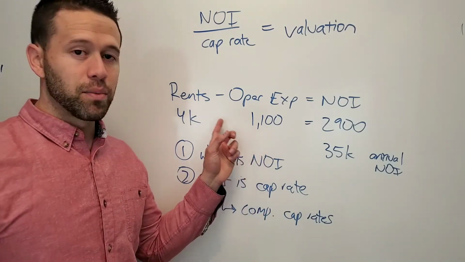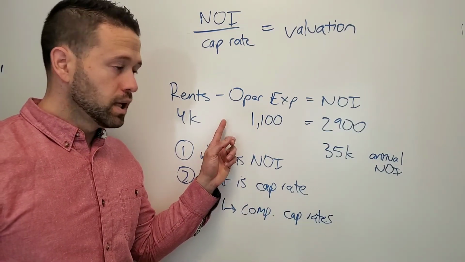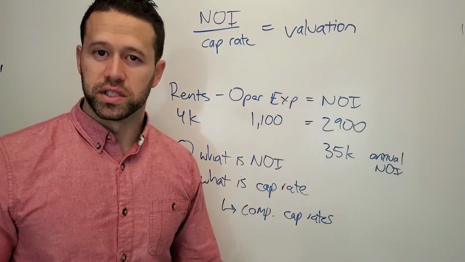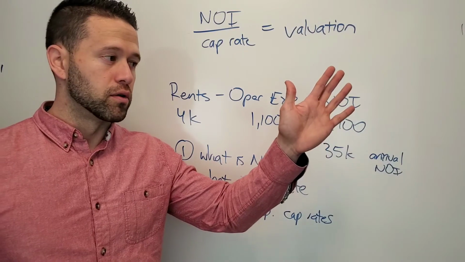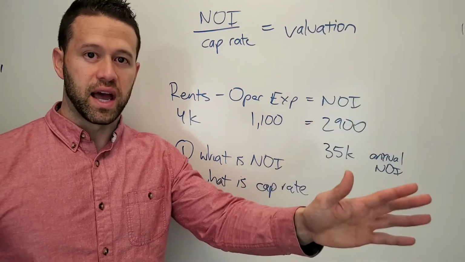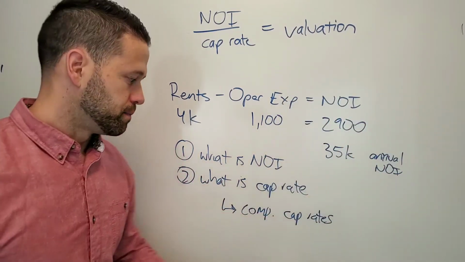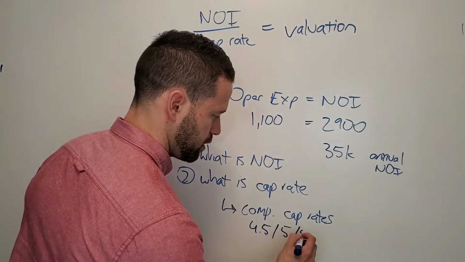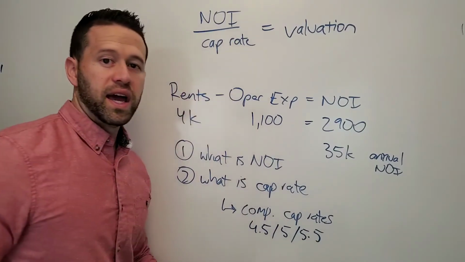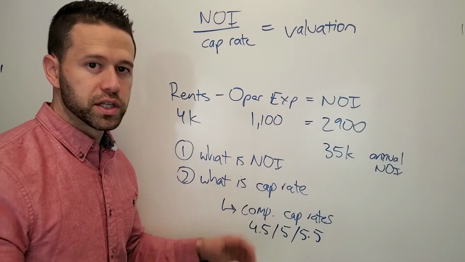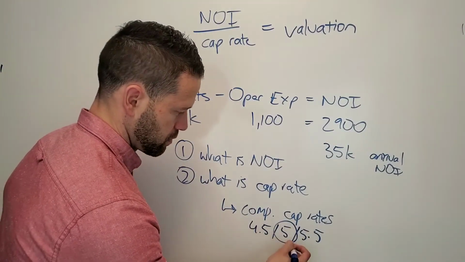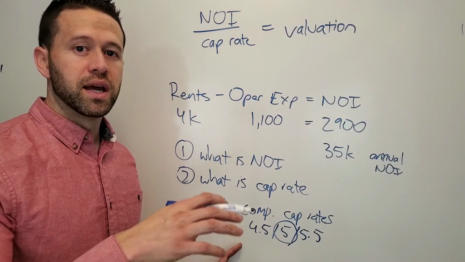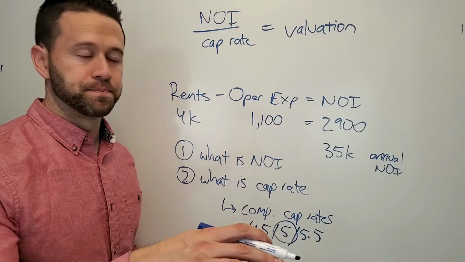But so let's say in this example, we got a triplex, and across the street, 3 triplexes just sold a couple of weeks ago, right? And the cap rates were 4.5, 5, and 5.5. Okay. Well, if the comparable cap rates are 4.5, 5, and 5.5, and ours is similar to all of them, we're just going to use the middle number. So that's how you arrive at the cap rate. You use comparable properties and their cap rates when they transacted.